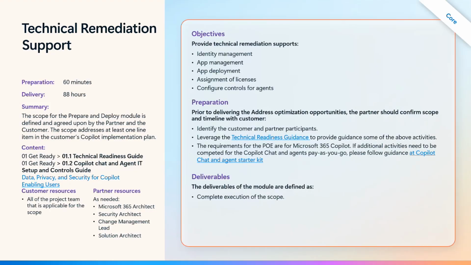Okay, so we already talked about the different checklists, but here just to give you more details about it, because all these checklists you can find on the Microsoft website. If an organization has, for example, an issue with technical remediation support, they can go there and check it. As you see, we have preparation, delivery, and summary, so they are able to check it on the Microsoft website.